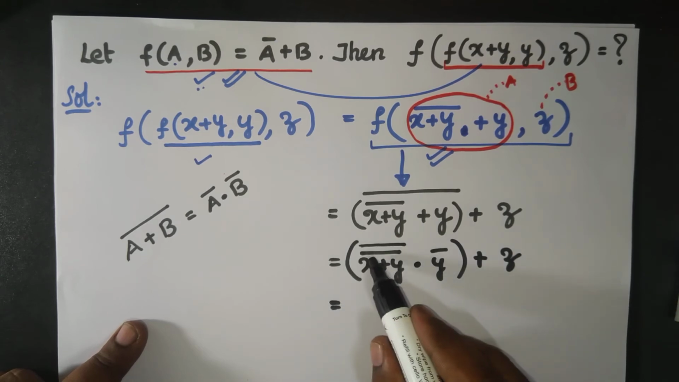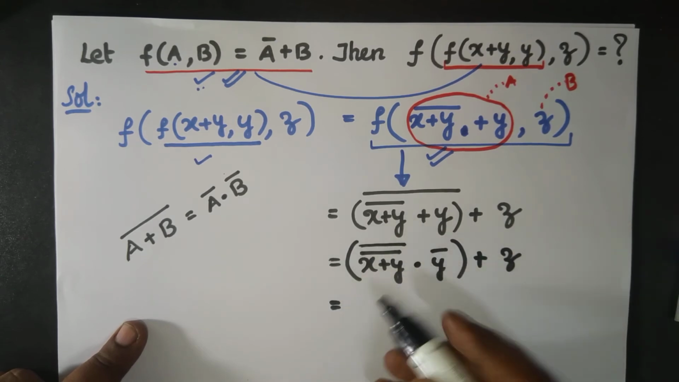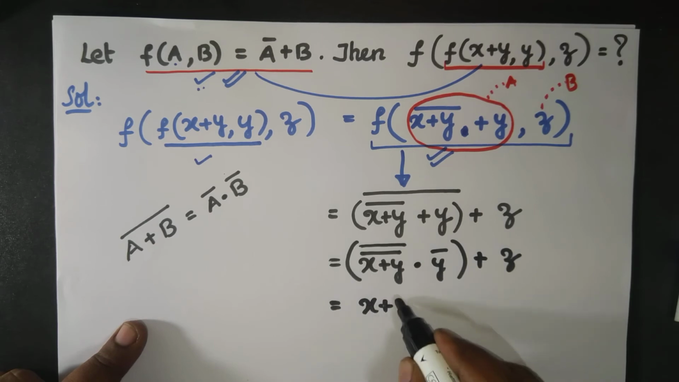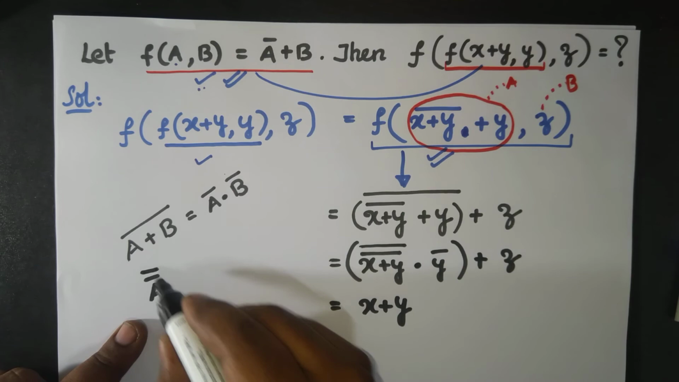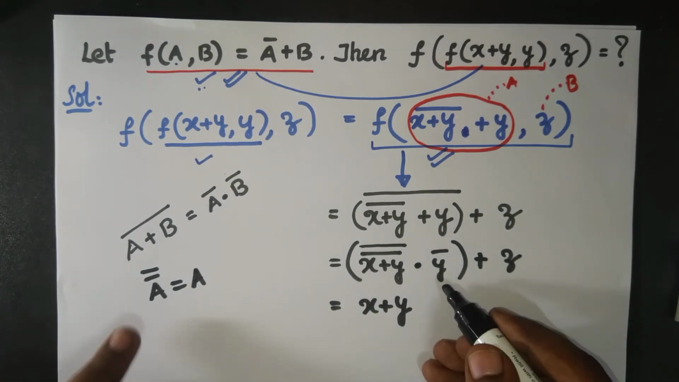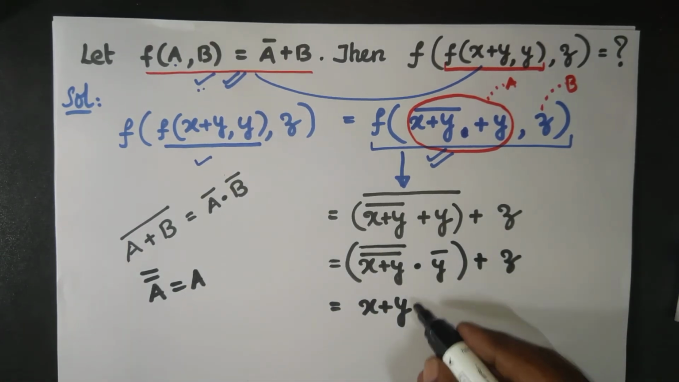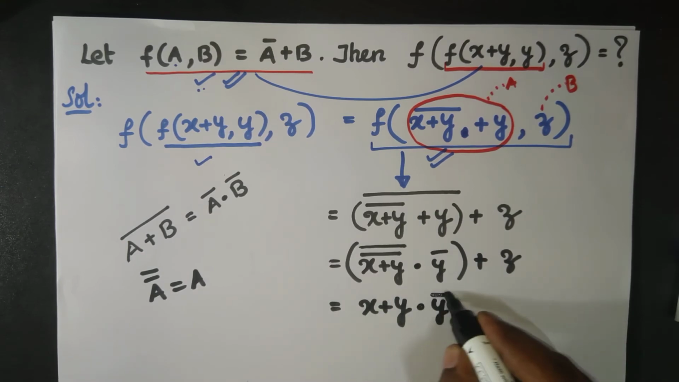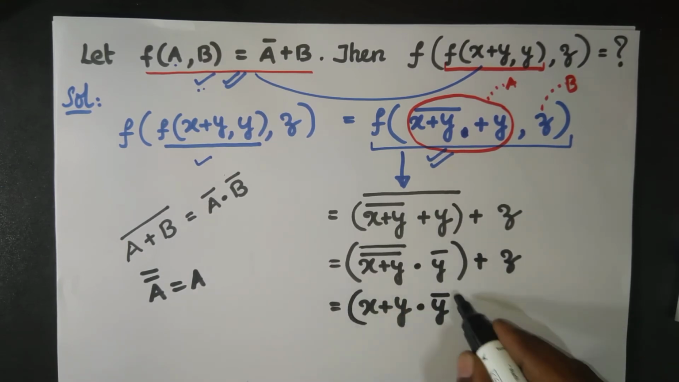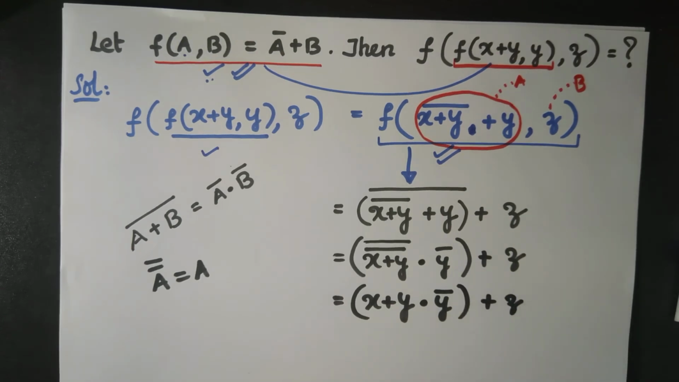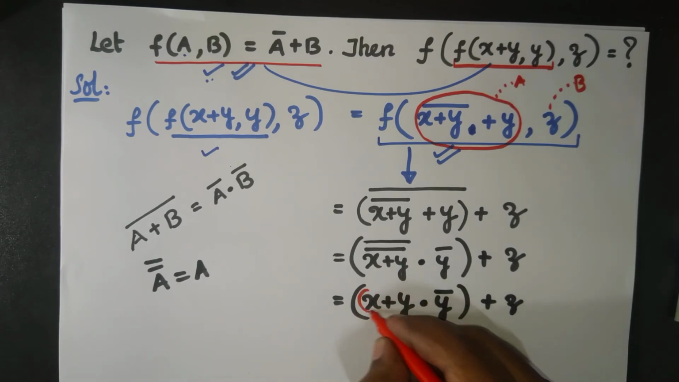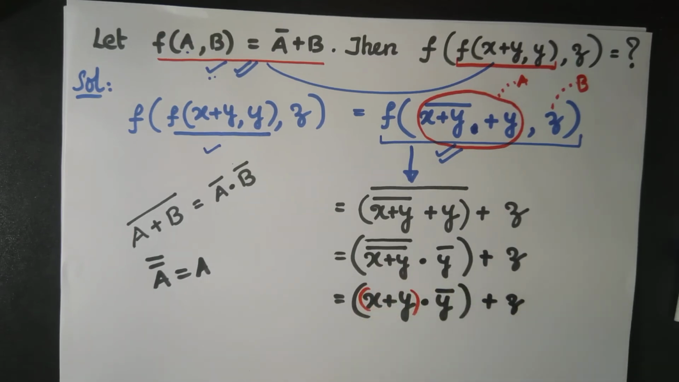Now x or y complement's whole complement is simply x or y. For example, a complement whole complement is a. So this is x or y and with y complement, or z. Let's bracket this single entity. This is like x plus x or y.